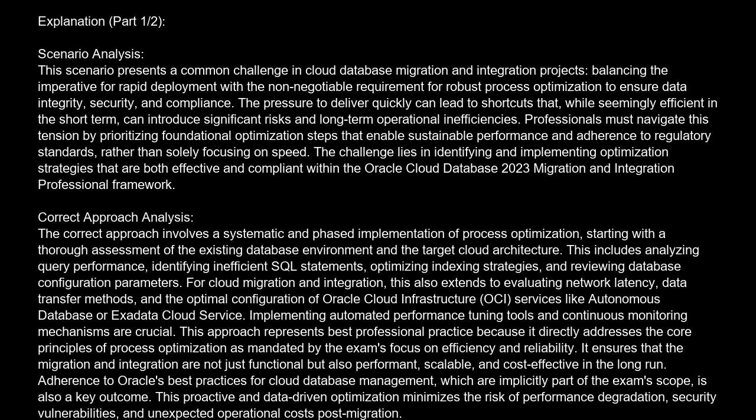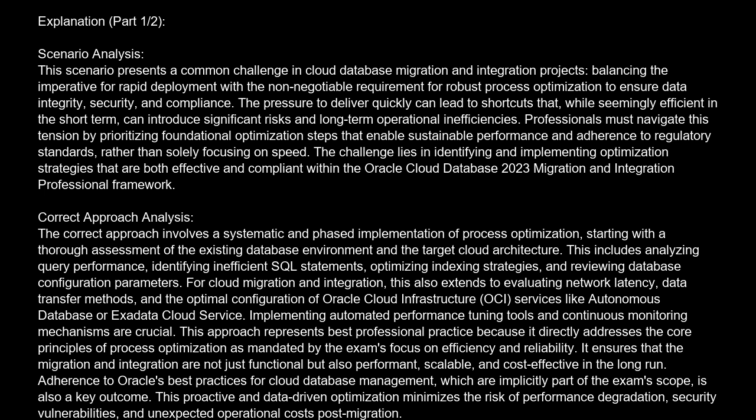Explanation. Scenario analysis. This scenario presents a common challenge in cloud database migration and integration projects: balancing the imperative for rapid deployment with the non-negotiable requirement for robust process optimization to ensure data integrity, security, and compliance. The pressure to deliver quickly can lead to shortcuts that, while seemingly efficient in the short term, can introduce significant risks and long-term operational inefficiencies.